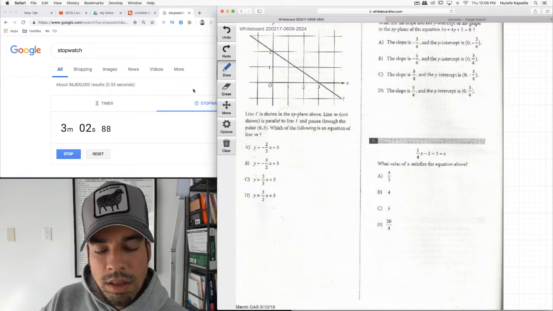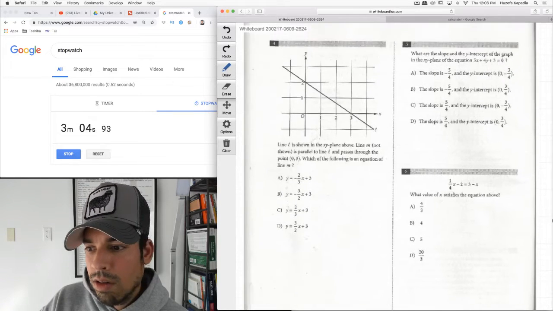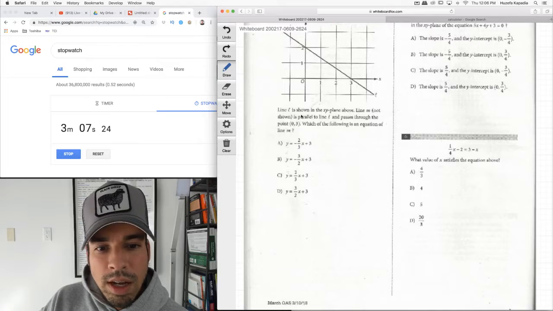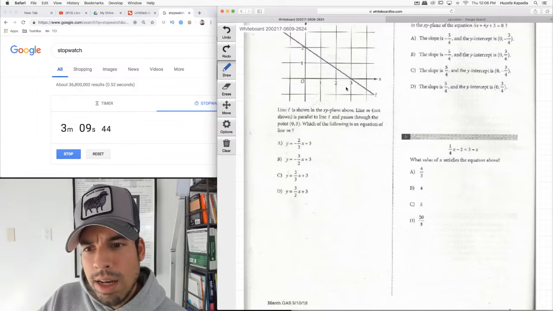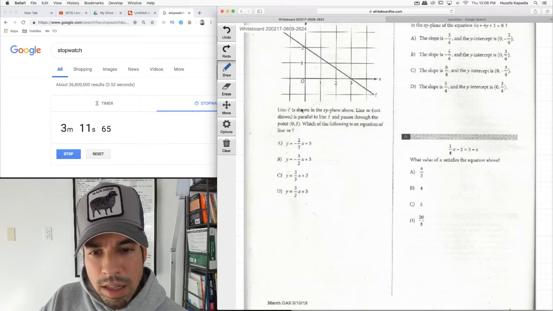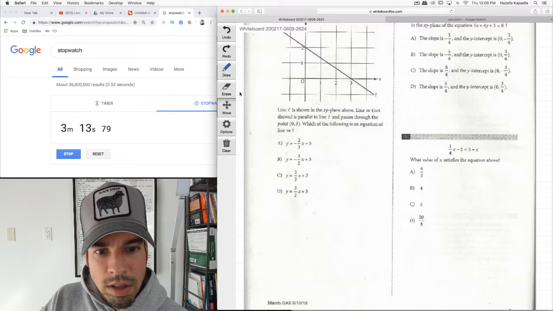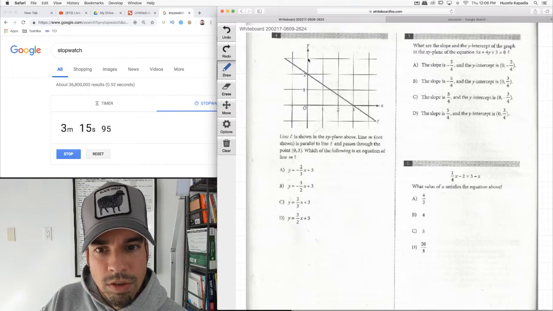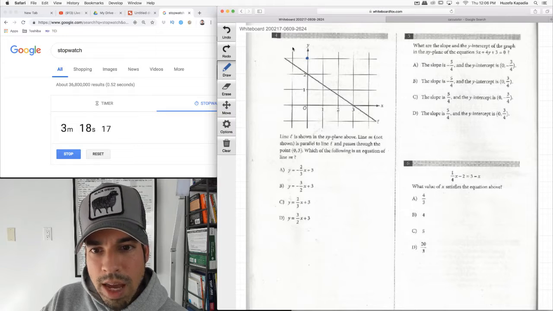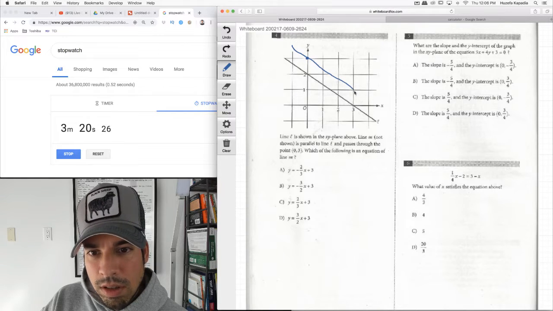Next is, hold on. Line L is shown in the xy plane. Line M is parallel to line L and passes through the point (0, 3). We can actually draw it just for fun. (0, 3) means that point. So it's obviously going to go like this, right? Which of the following is an equation of line M?